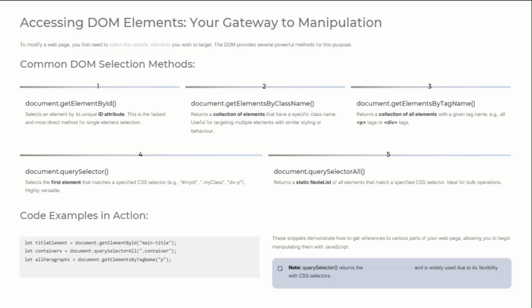Now, we'll talk about accessing DOM elements. To manipulate a web page, JavaScript first selects elements. There are multiple selection methods. First is getElementById, which selects an element by its unique ID attribute. This is the fastest and the most direct method.